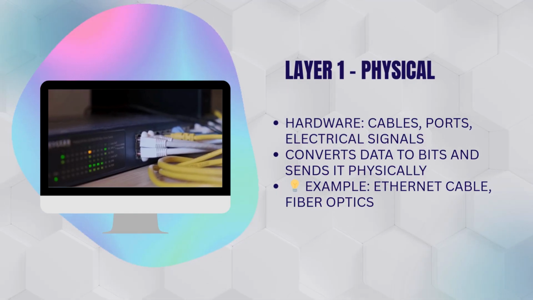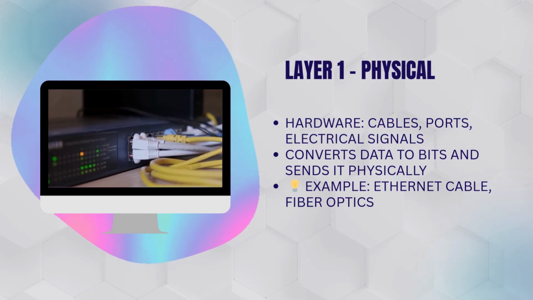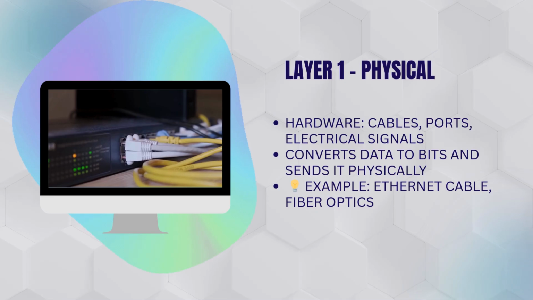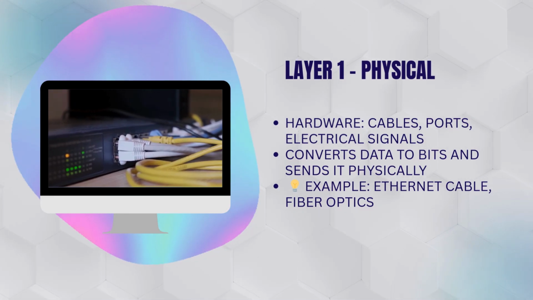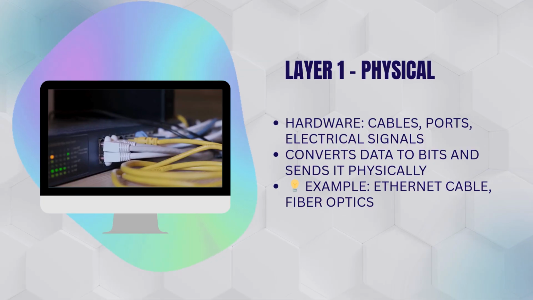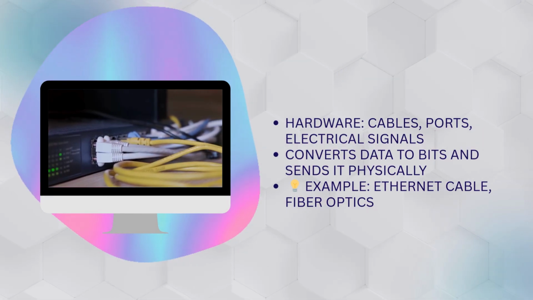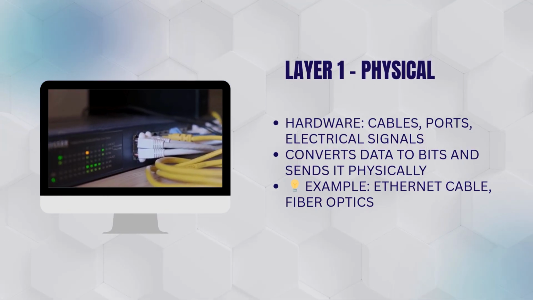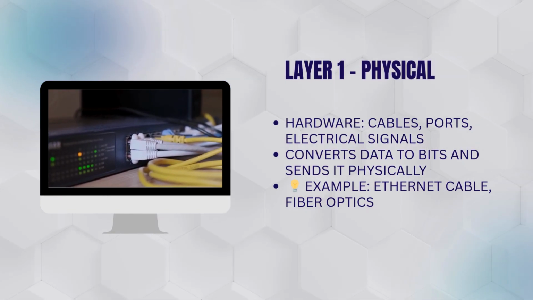The physical layer, Layer 1, of the OSI model is responsible for sending and receiving raw data bits over physical media, like cables or wireless signals. It defines how data is turned into signals that can travel through different types of media, such as copper cables, fiber optic cables, or even wireless signals like Wi-Fi.